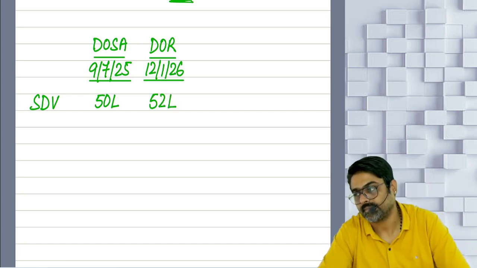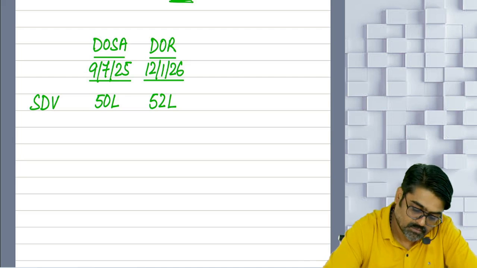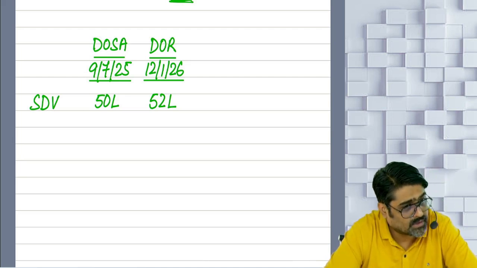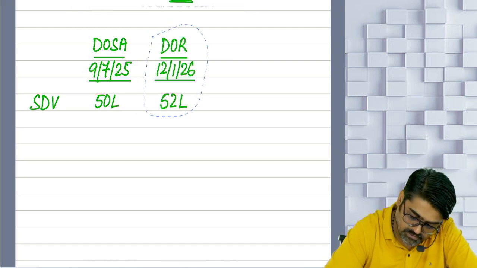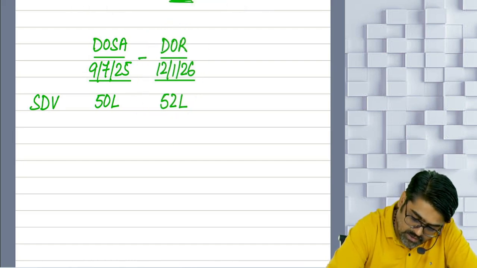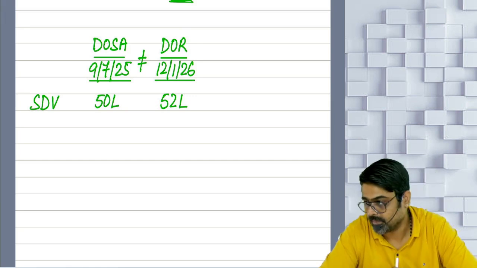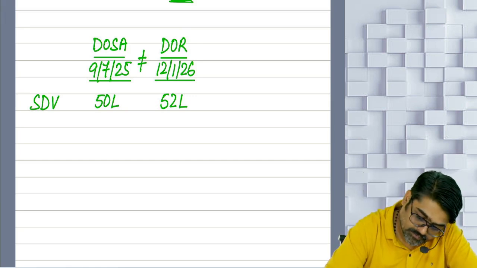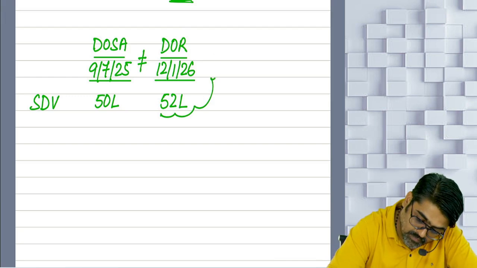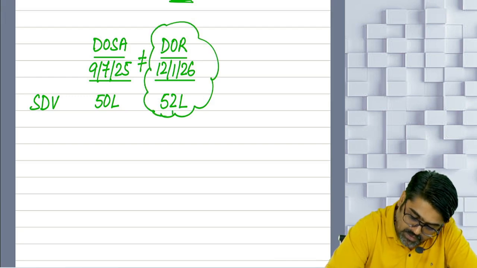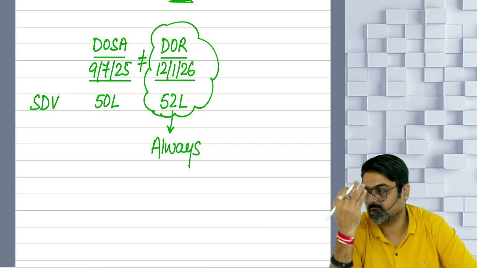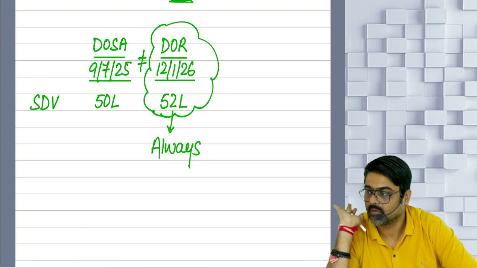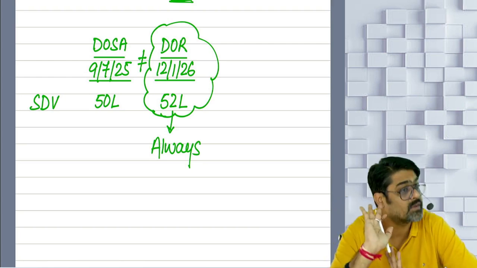Okay. Both the details are given. Done, sir? Tell me, are both the dates the same or different? Both the dates are different, not the same. So in this case, always ignore the stamp duty value as on the date of sale agreement. Usually we ignore it. Yes or no? But.